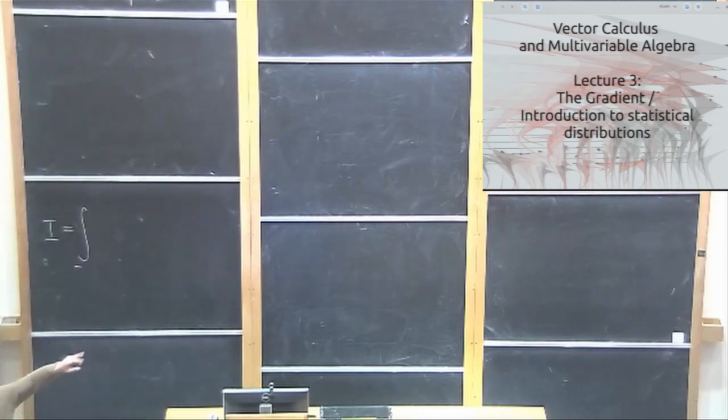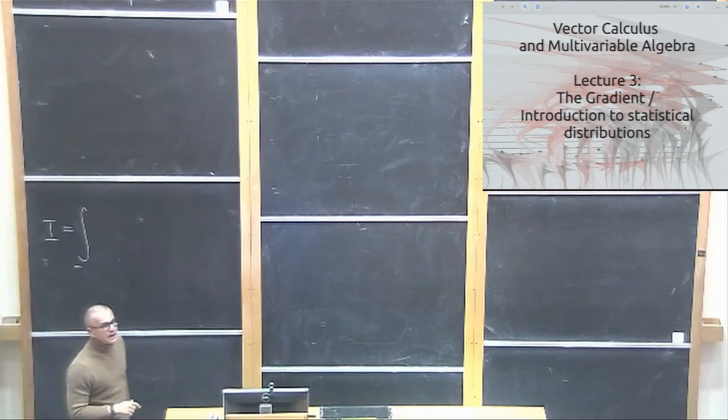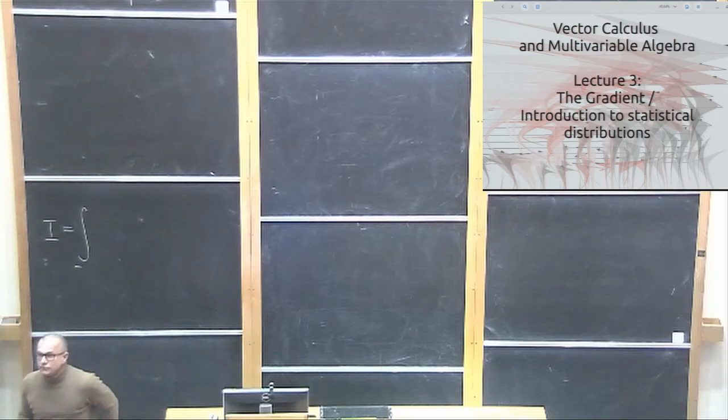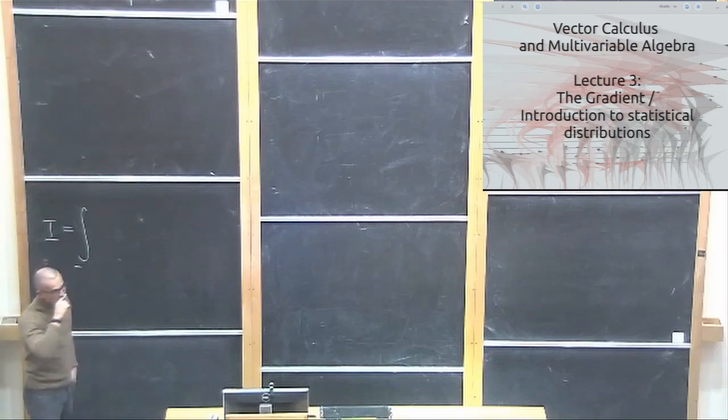And then after that, today's lecture is going to be split into half. We're going to have half the lecture on the gradient, which I know you've already come across in the lecture on magnetism, but we'll derive it and hopefully give you a bit more insight into it. And then I'm going to do the second half of the lecture as a brief introduction to statistical distributions.